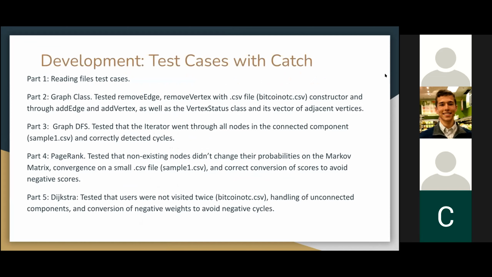Okay, so for test cases, we were heavily inspired by the MPs because we use Catch, and we also try to do incremental testing. But in some cases, for example the graph class, it wasn't possible because we needed to implement add edge and add vertex before we could test remove edge. We also tested on small files first, for example sample1.csv, and then on the large files, for example the original file, Bitcoin OTC.csv. We also divided the test cases into parts so we can test each algorithm or implementation separately.